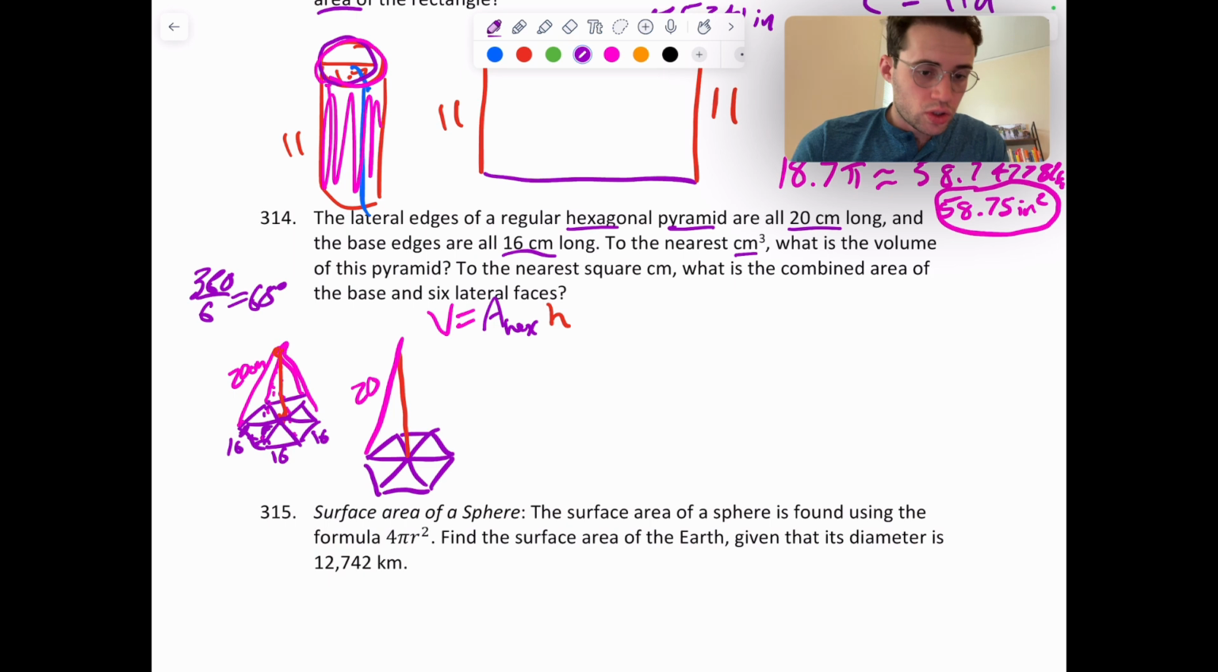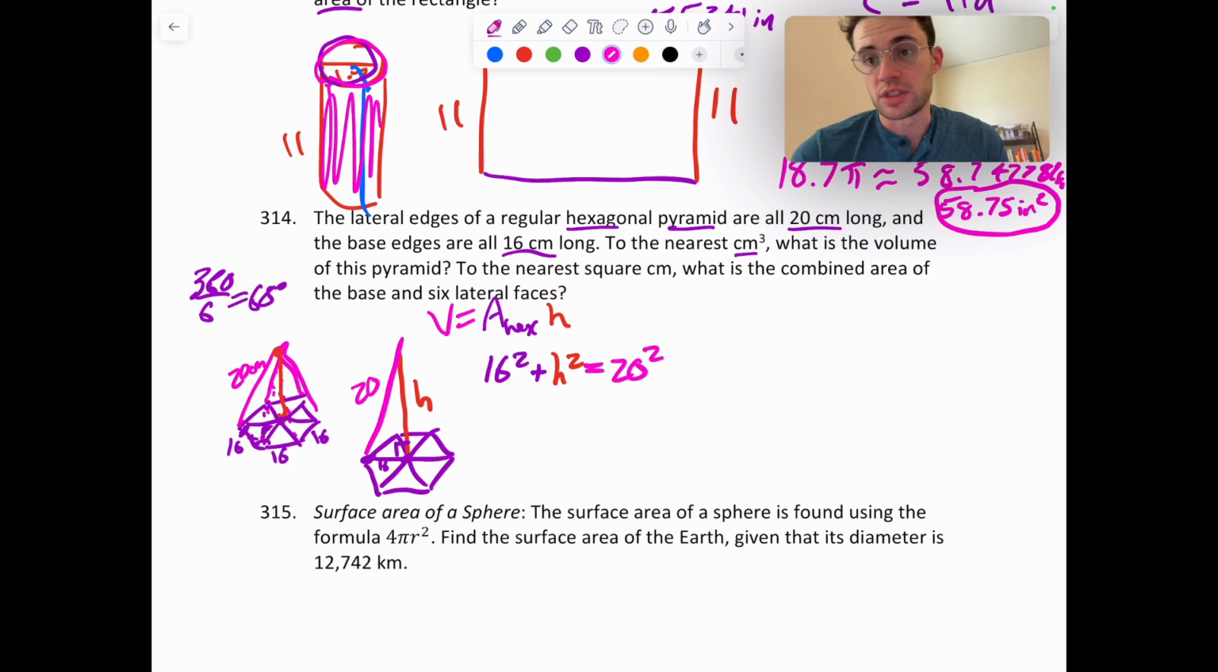So if we know that these base edges are 16, then these lines going from the center of the hexagon to the vertices will also be 16. So that means that this is 16. We can draw a right angle. The height is what we're trying to solve for, and then this hypotenuse here is 20. So if we set up the Pythagorean theorem, we could do 16 squared plus our height squared is equal to the hypotenuse 20 squared, which our hypotenuse is the lateral edge.